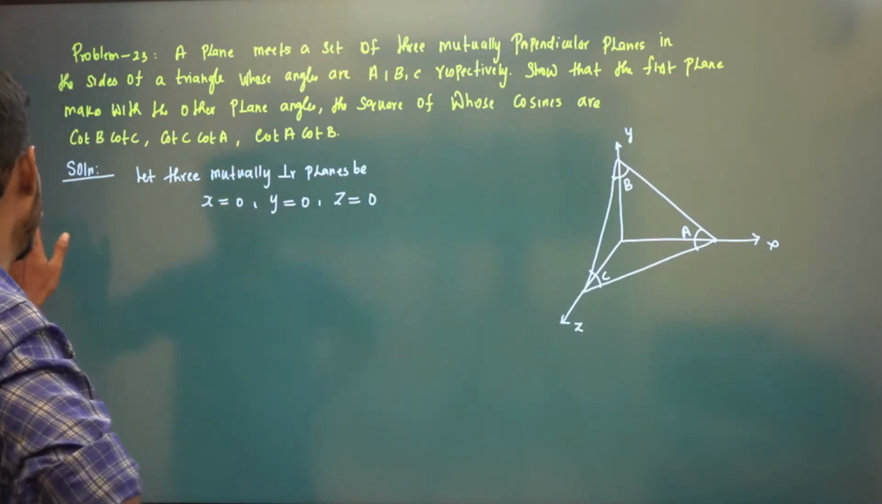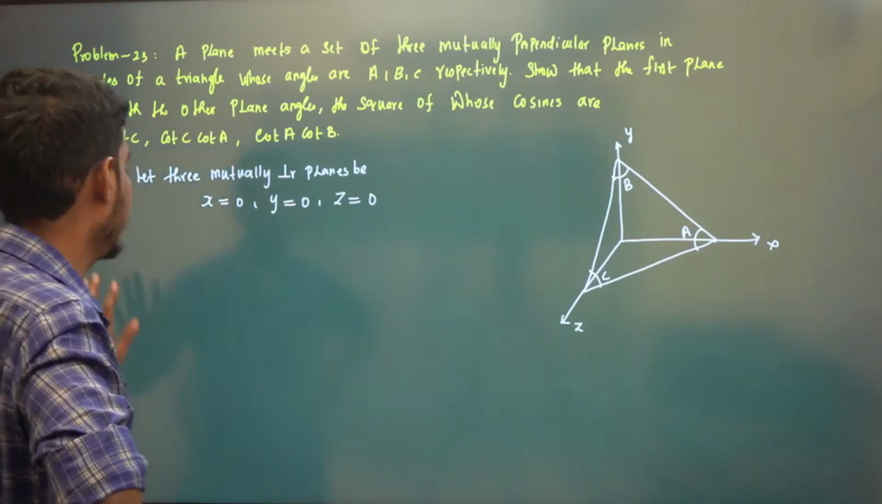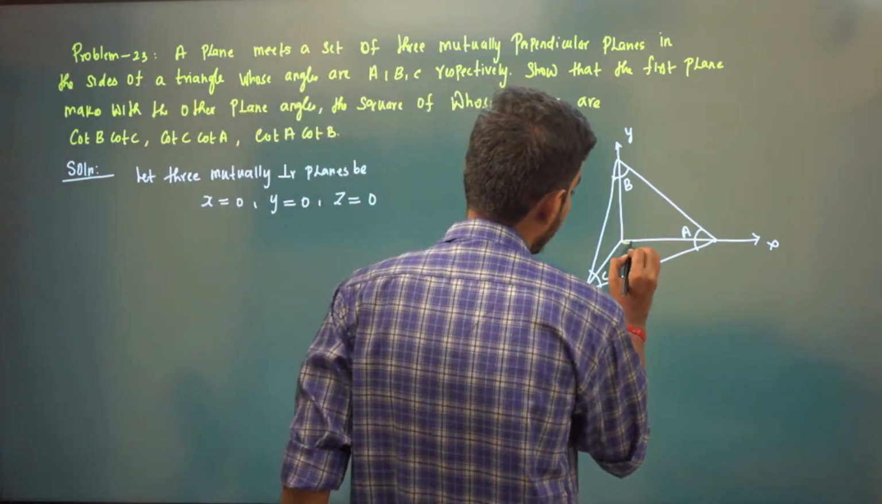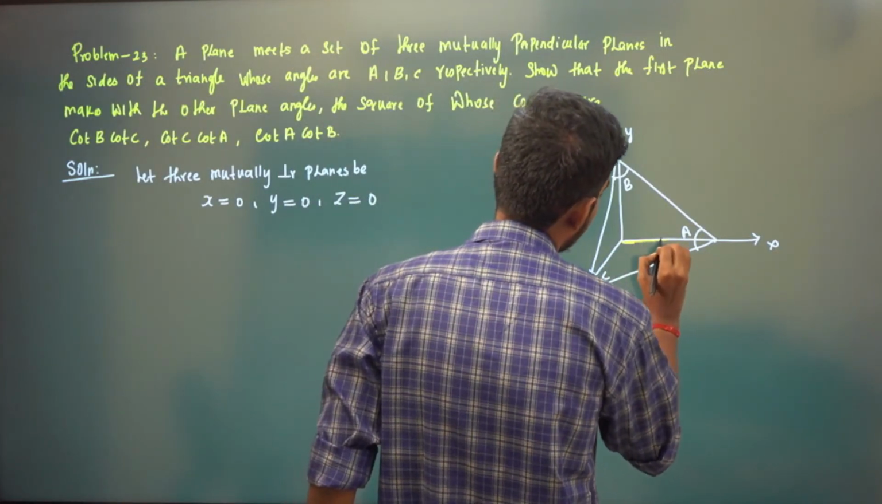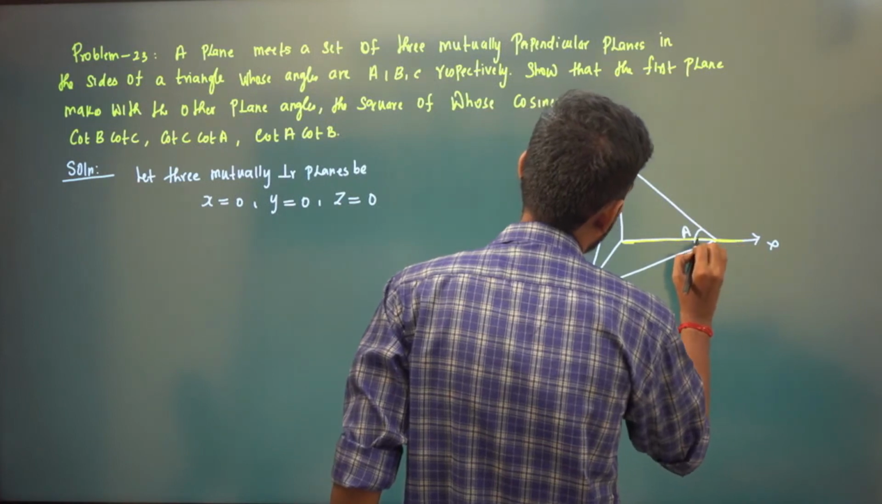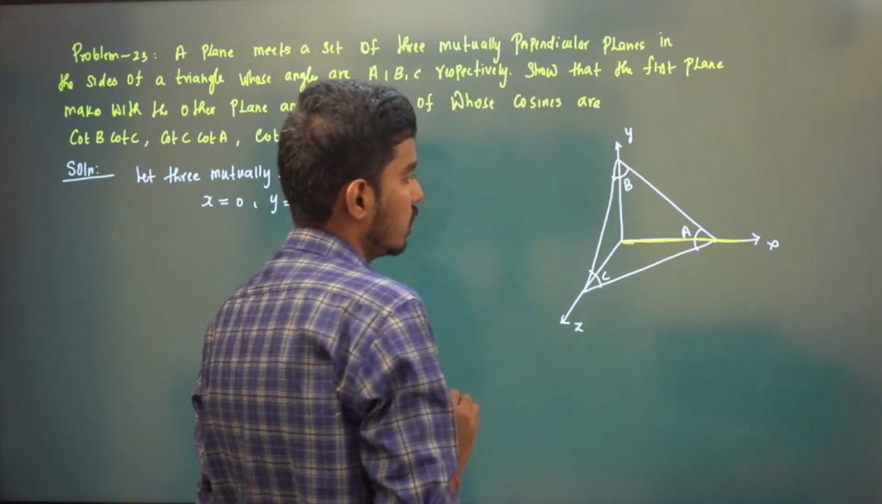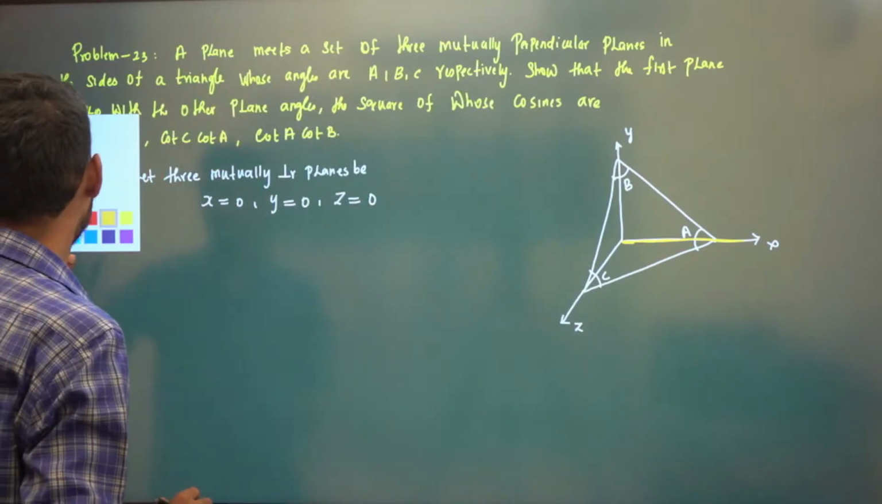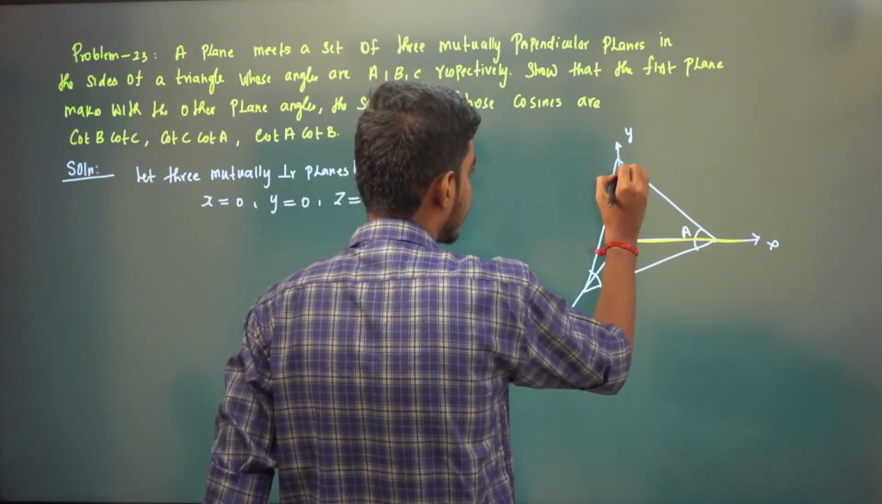Very simple. We have three planes, which are mutually perpendicular planes. This is the first plane. Now, what is the second plane? The second plane is this plane.